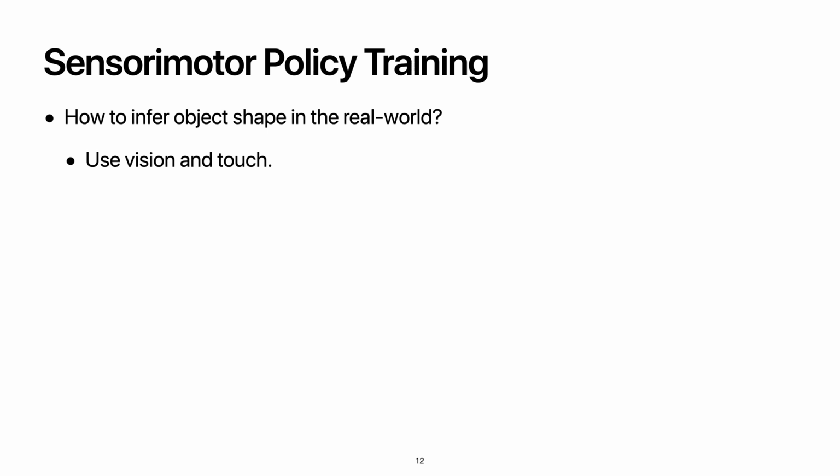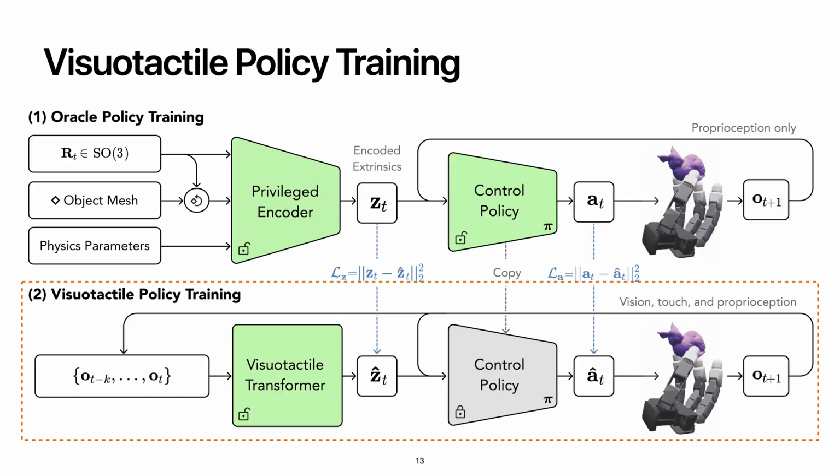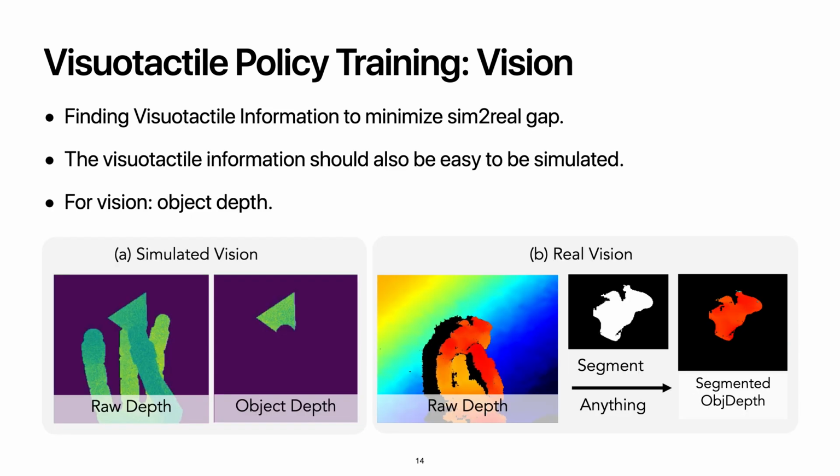However, if we want to deploy it in the real world, we need to consider ways to infer the extrinsic information in the real world. In this paper, we demonstrate how to use vision and touch to do that. The high-level idea is to use a stream of multimodal observation and feed them into a temporal transformer to predict z_t. Now our goal is to find an observation space that we can easily get both in sim and real world. For vision, we use object depth as an abstraction of images. In simulation, the simulator provides us the object depth. In the real world, we use Intel RealSense and then run Segment Anything on the image.